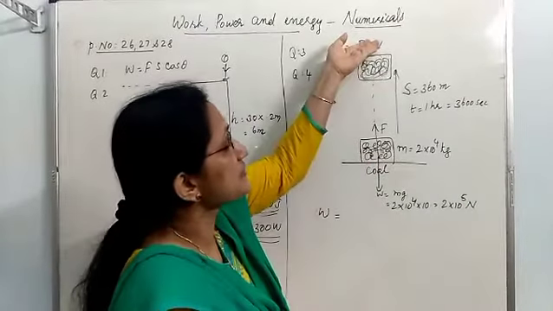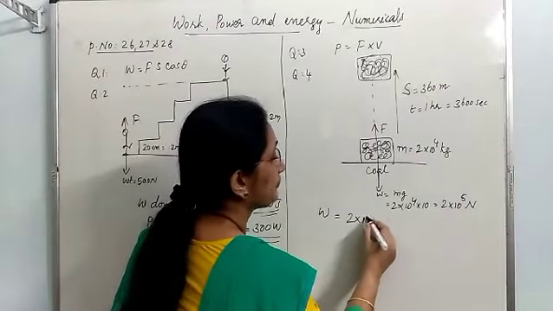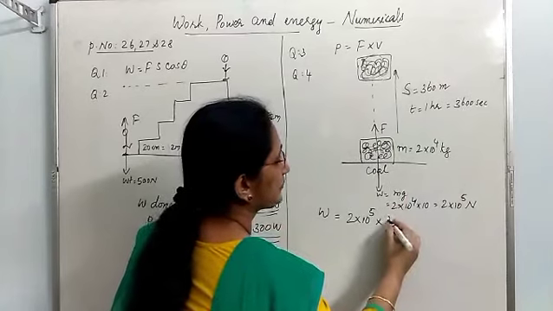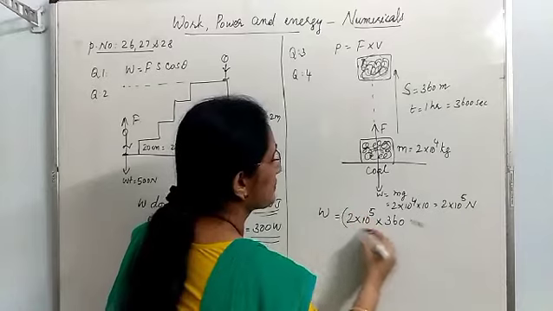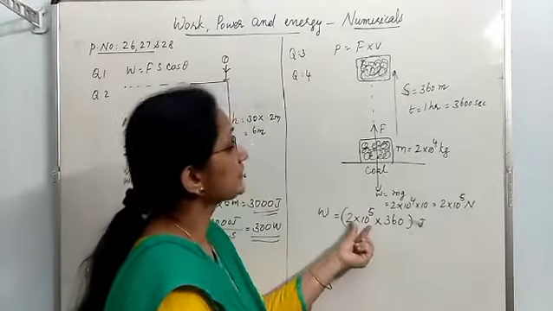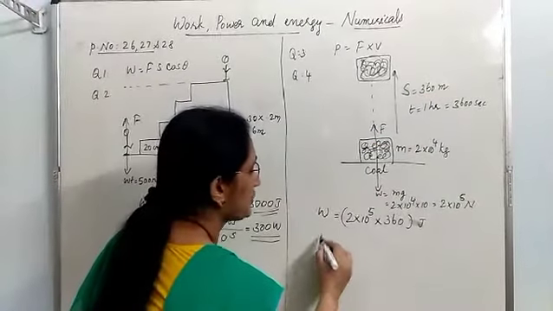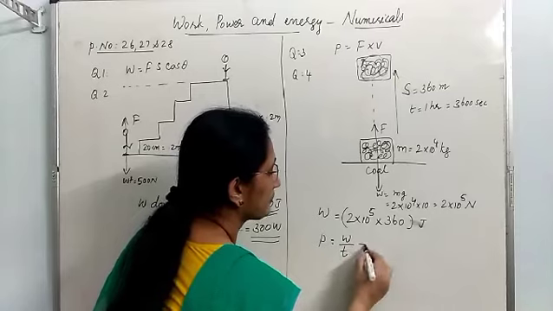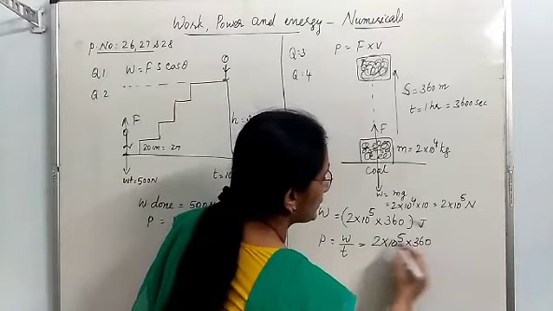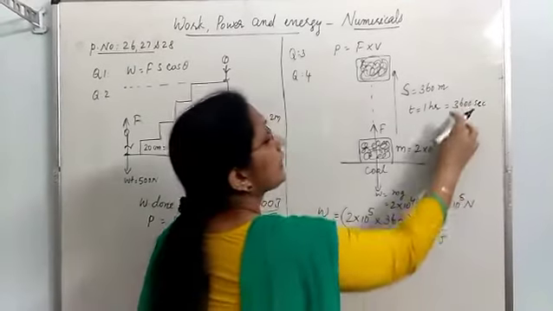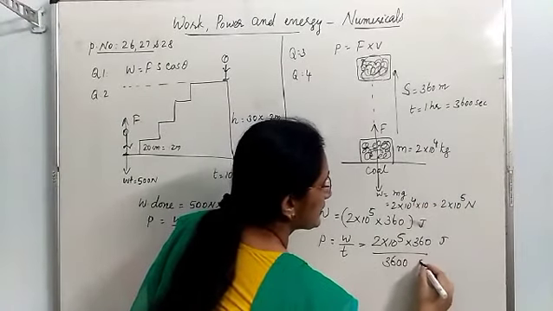And what is the displacement? 360 meter. So work done is force into displacement, 360 meter. This much is the work: force required into displacement. Now power is equal to work upon time. This is the work, 2 into 10 to the power 5 into 360 joules, upon time. Time is given here, 3600 seconds.